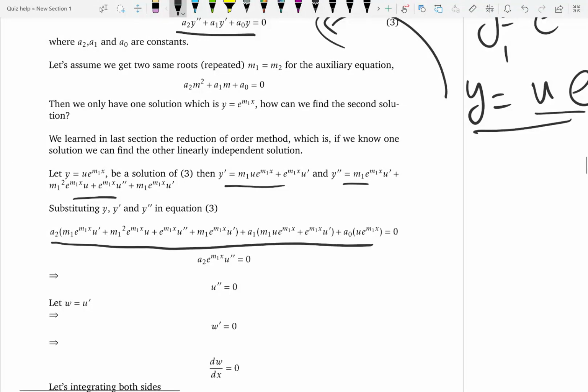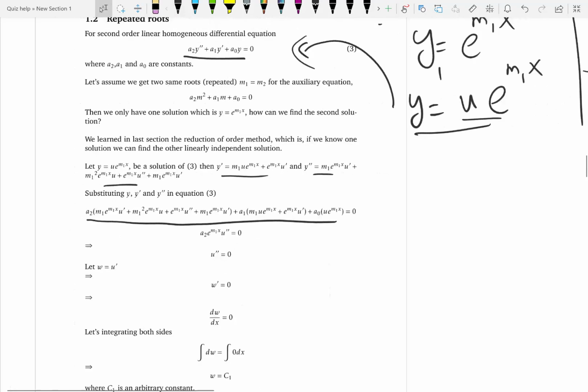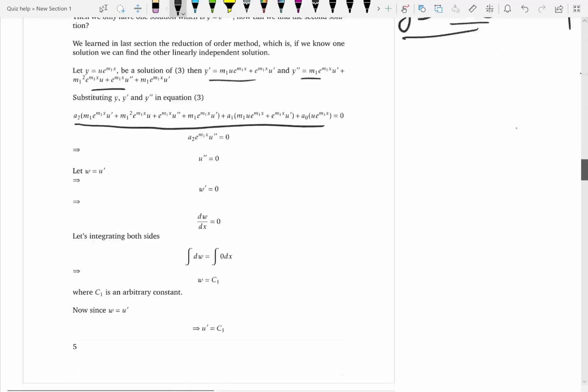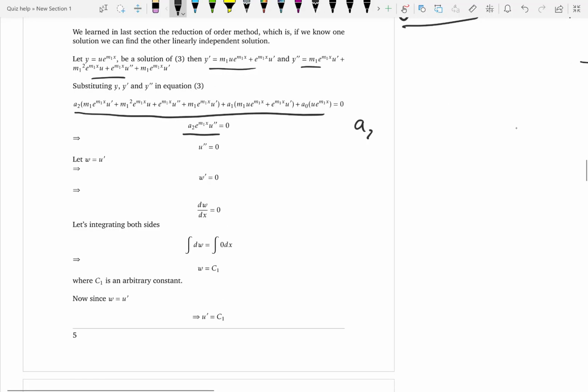Now when I substitute them, we should be able to simplify, right? You saw that in the reduction of order method, you will be able to cancel certain terms. So it turns out when you cancel them, what you get is really a2 e to the m1x u double prime. All the other terms cancel out. You can do it as an exercise, okay? Then we can divide by a2 and e to the m1x, and the differential equation is just u double prime equals 0. The easiest, right?